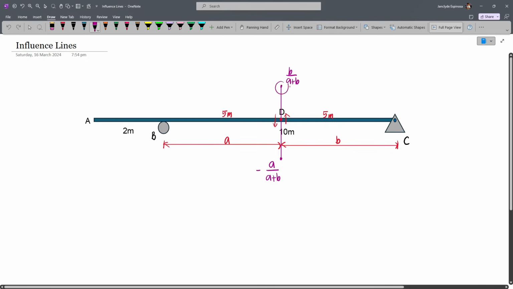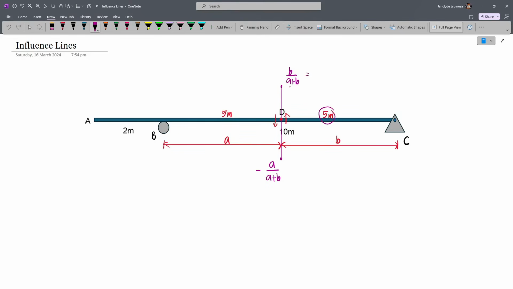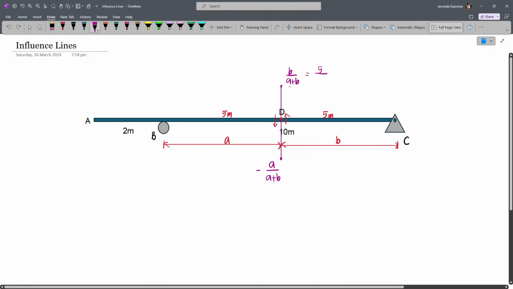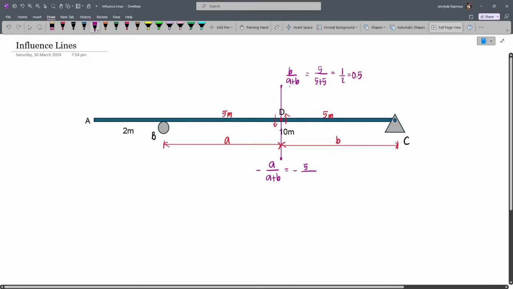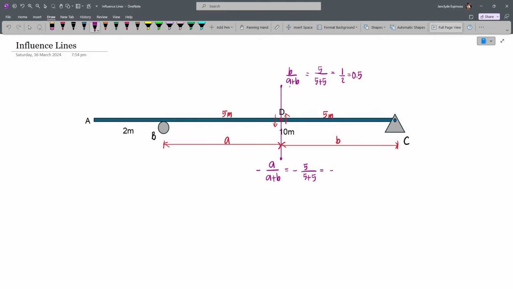And so if you calculate this, we have our B equal to 5, and our A equal to 5. So this is 5 over 5 plus 5. And so we have 1/2, which is 0.5, which is the same as our diagram earlier. And then here we have minus 5 because this is our A, over 5 plus 5. So this is also 1/2, but negative.